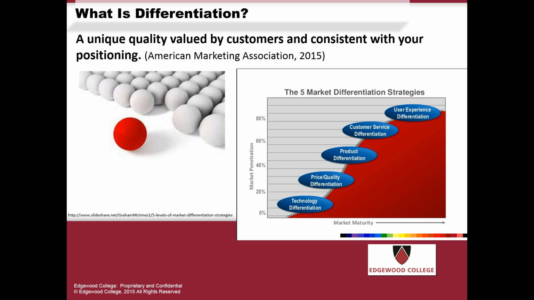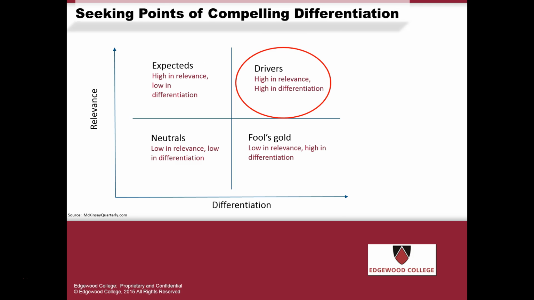As this chart shows, you can differentiate by user experience, by customer service, product, price, quality, technology. There are many ways to differentiate in the marketplace. Here's a great diagram from McKinsey and Company that helps us to better understand differentiation. The vertical axis represents relevance, the horizontal differentiation. If your company, product, or service is in the fool's gold or lower right quadrant, that's not so good. In other words, you are different and you stand out, but no one cares.